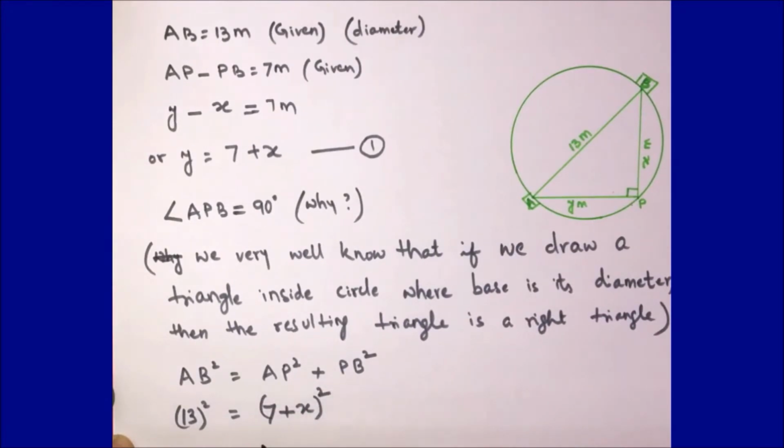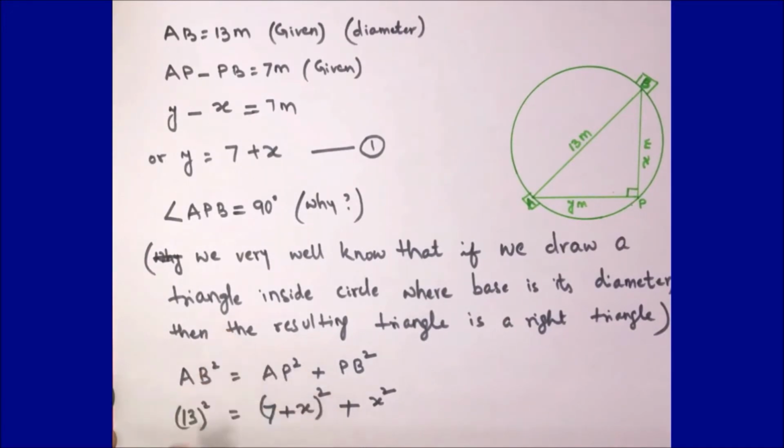So AP square means (7 plus X) square, plus PB square. PB is X, so PB square is X to the power 2. So guys, we got an equation as 13 to the power 2 is equal to (7 plus X) to the power 2 plus X to the power 2.